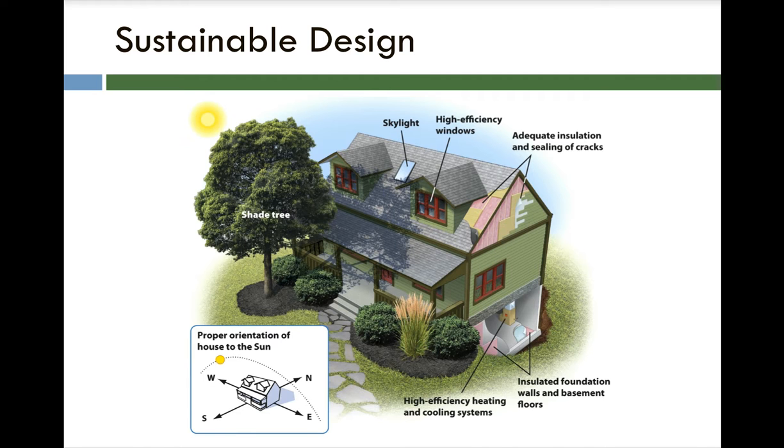Now notice there's a skylight in the middle of the roof there. The skylight helps to allow the use of daylighting inside the house rather than relying on artificial lighting. We have high efficiency windows, and we have insulation and sealing of cracks. Those are things that are both designed to keep the air inside the house and keep the outside out. Now having an insulated foundation and basement, that's really important for helping to keep the whole house warm.